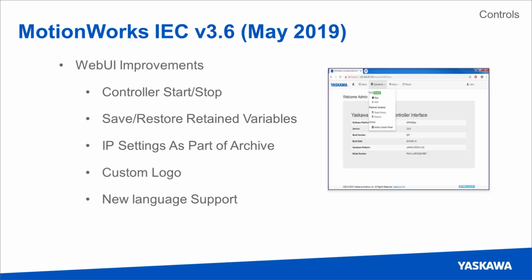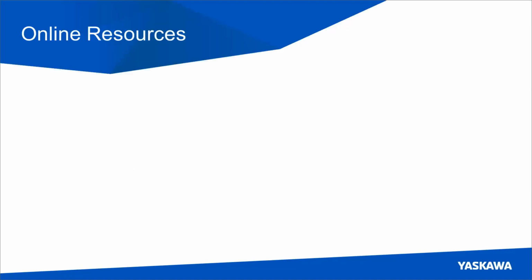Last but not least, as far as the web UI goes, now customers can start and stop the controller via the web UI. They can save and restore retained variables. IP setting is now part of the archive transfer. Customers can now set their own custom logo on the web UI, and there are a few new languages that are also supported by the web UI. So that's a quick overview.